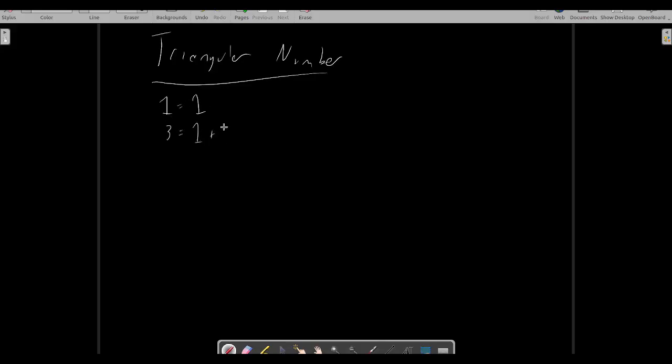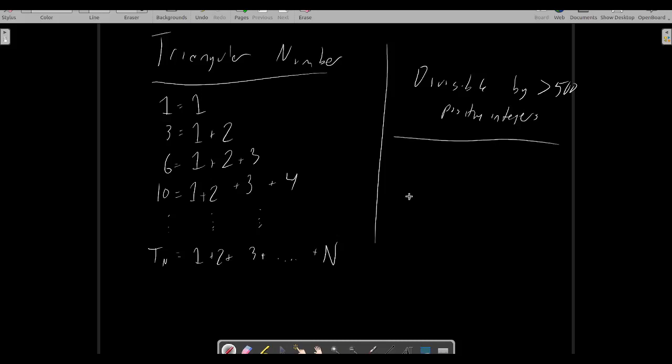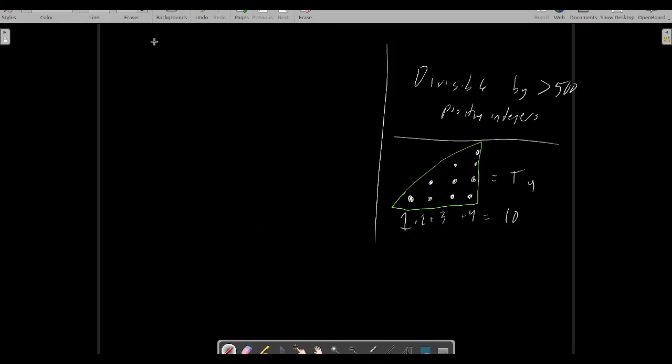The second is 1 plus 2, or 3. The third is 1 plus 2 plus 3, or 6, and so on. The next few triangular numbers are 10, 15, 21, and 28. We want to identify the first triangular number which is divisible by more than 500 different positive integers. These numbers are called triangular because if you draw the summation with each addend in a separate column, the resulting diagram resembles a triangle. First, let's talk about Pascal's triangle.